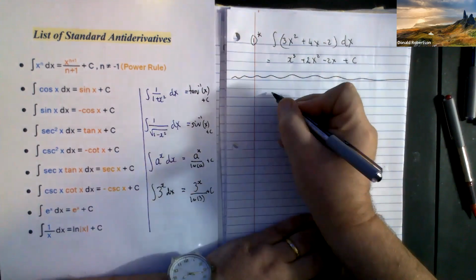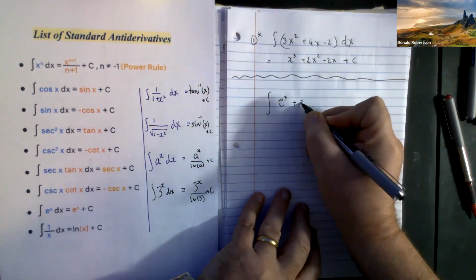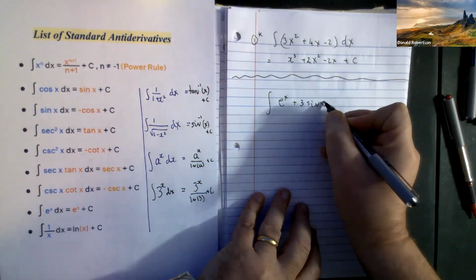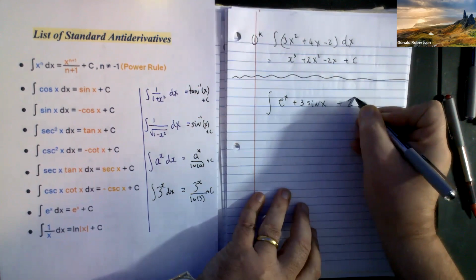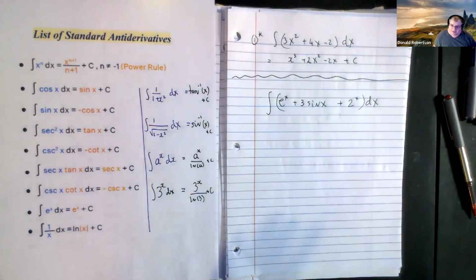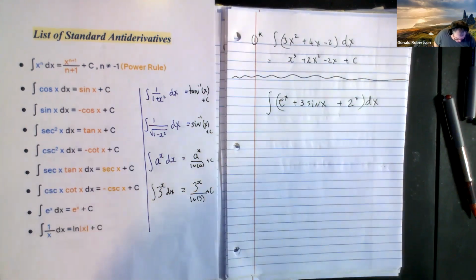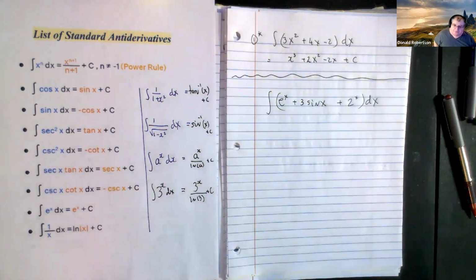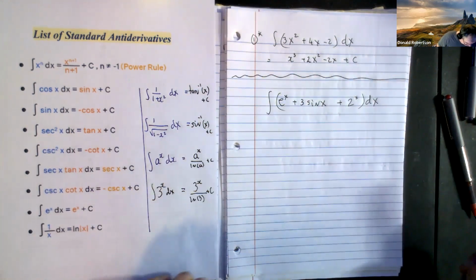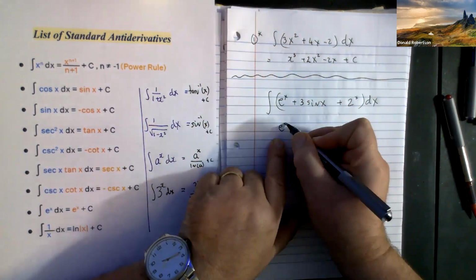Now, how about this one? e to the x, 3 sine x, plus 2 to the x. Now, I don't have any algebra to do. Each of these pieces, we can find its antiderivative. The antiderivative of e to the x is e to the x.